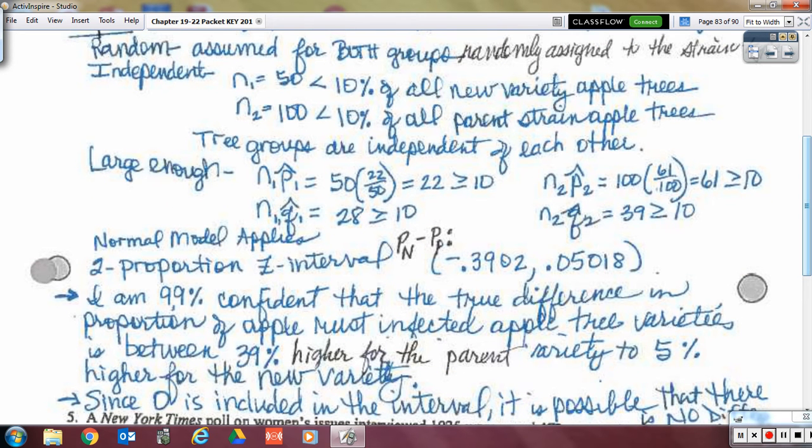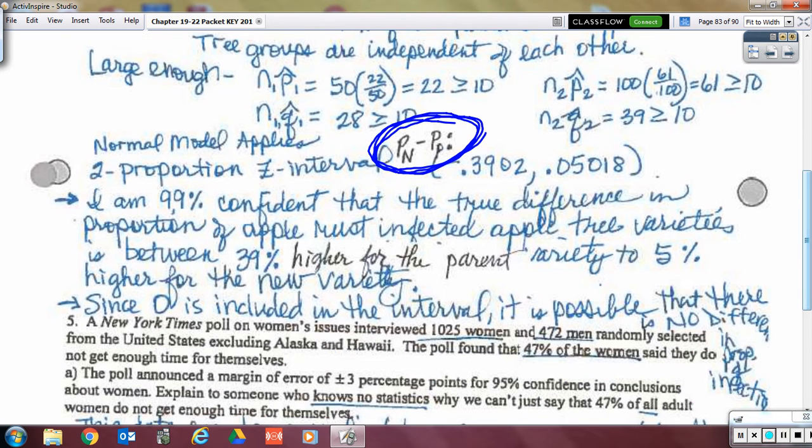Since this is a comparison of 2 proportions, remember that we're going to have this written here. Okay, most of you did a good job of writing that on your quiz. So don't forget, if it's about 2 proportions, that you have to tell me which way you subtracted. And let's pay attention to this wording.